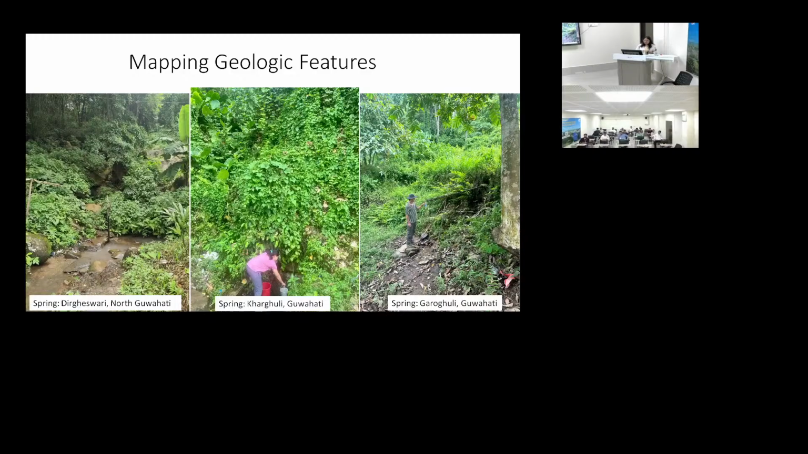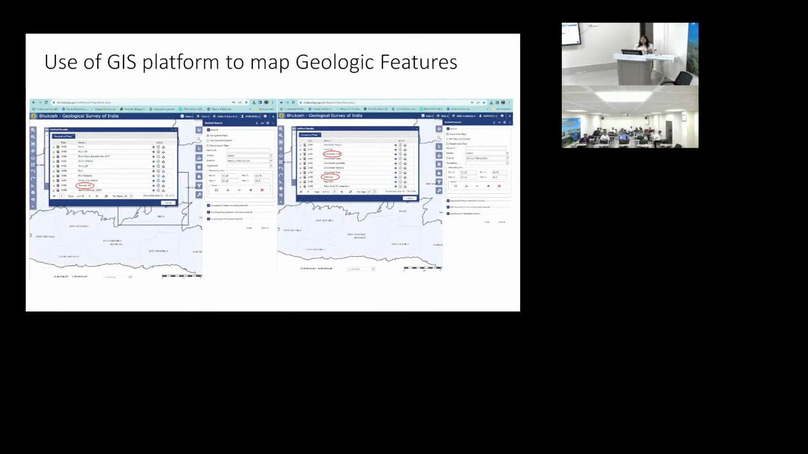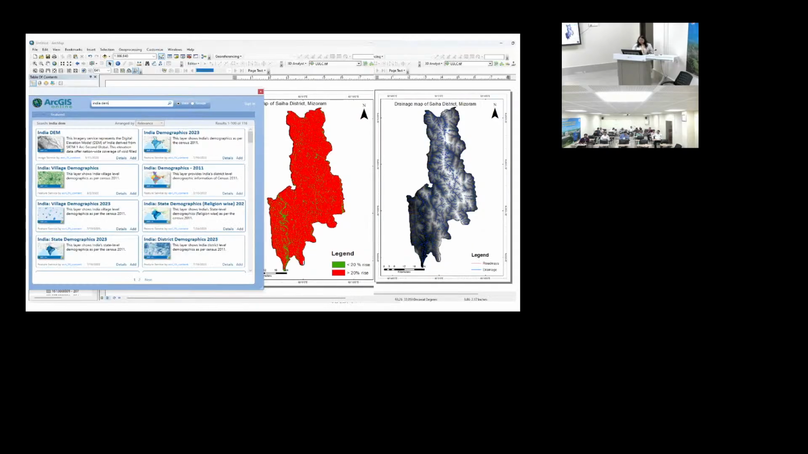So, mapping, as I have mentioned, is difficult in northeastern regions because of the high vegetation. For that you can use GIS layers which are available on the Bhukosh website of the Geological Survey of India. You will get the geology map, lithology map, landslide map also, everything is there. You will just need a basic understanding of ArcGIS or QGIS, and from a DEM file you can generate a hill slope map and drainage pattern of that area.